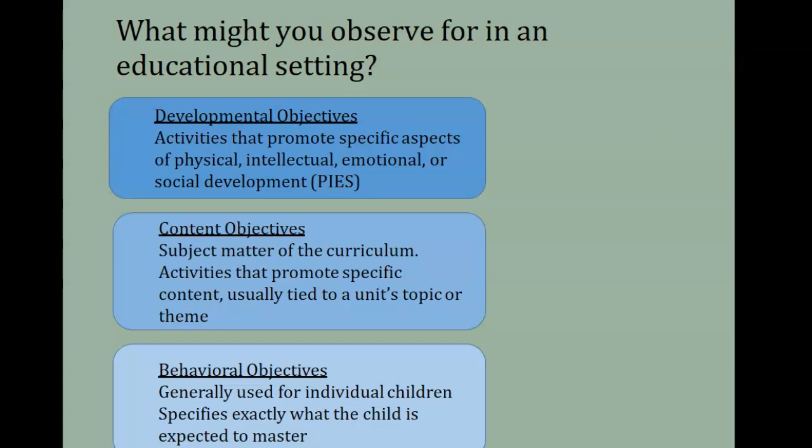And then we might observe for behavioral objectives, right? When we're thinking about a child's social or emotional development, maybe we're observing for that growth. It's generally used for individual children, and it specifies exactly what the child is expected to master. I do not like the word master or mastery because it kind of implies completion, but in development, do we ever fully complete? Development is continual and ongoing throughout our lifespan, but let's maybe say instead anticipated milestones, right?